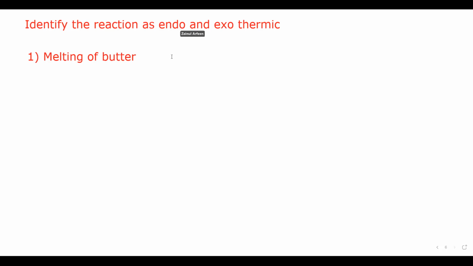Melting of the butter. Melting of a butter means the butter will be in a solid state and it turns into a liquid. A solid is turning into a liquid. So when a solid turns into a liquid, how can the solid be turned into a liquid?